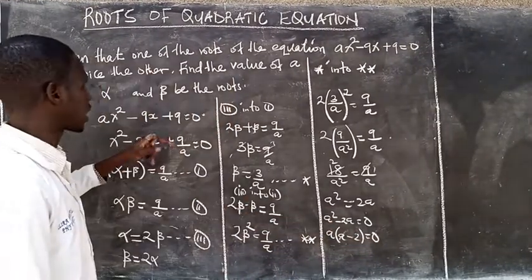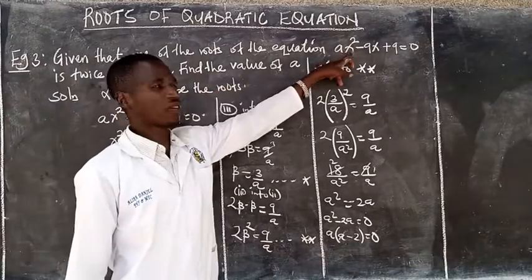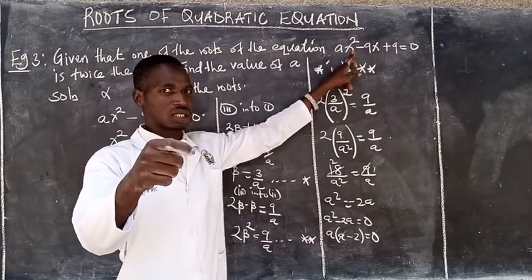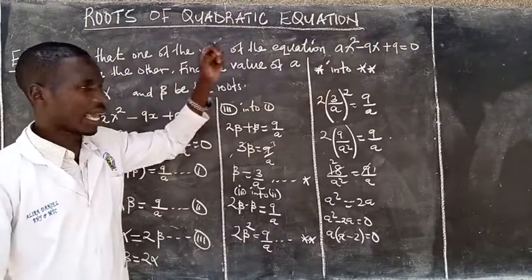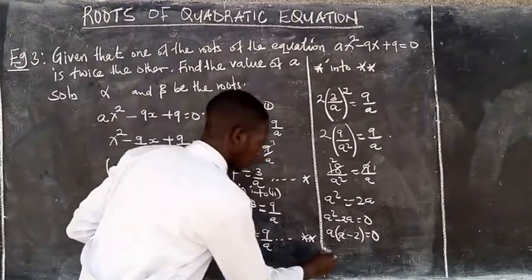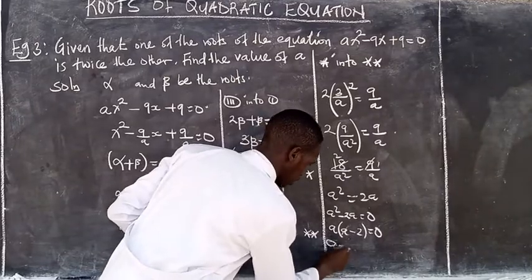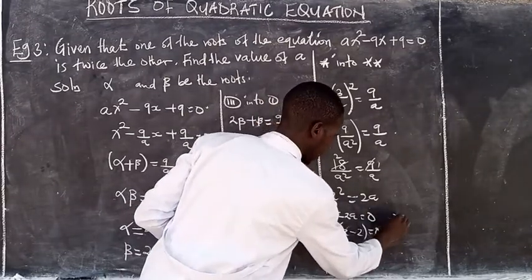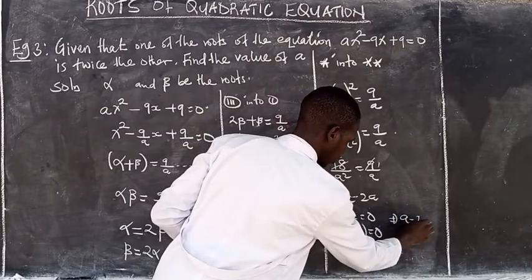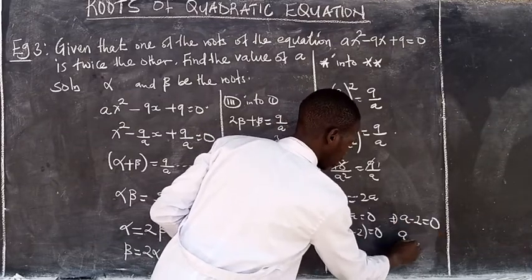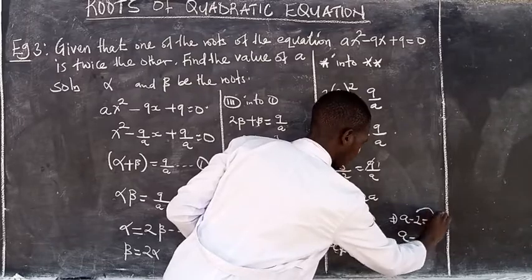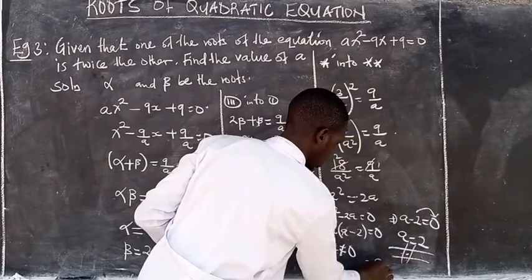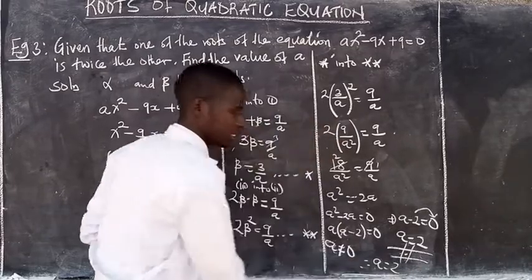But please don't forget that a is the coefficient of x squared. So it can never be equal to 0. Otherwise it will turn out to be something else but not a quadratic equation. So we say a is not equal to 0. That implies that a minus 2 is the one which is equal to 0. So a equals 2 after taking this to this side. And therefore, you make the conclusion that the value of a equals 2.